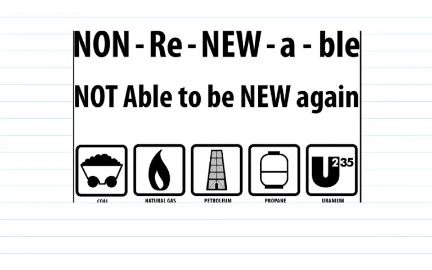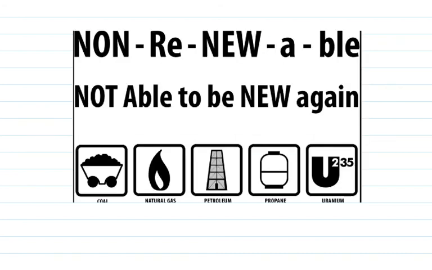And here's a little thing that I want you to write down in your notebook, because it's going to help you to remember what non-renewable is. Non-renewable means not able to be new again. And we have coal, natural gas, petroleum, propane, and uranium. And that is the end of our lesson on resources.